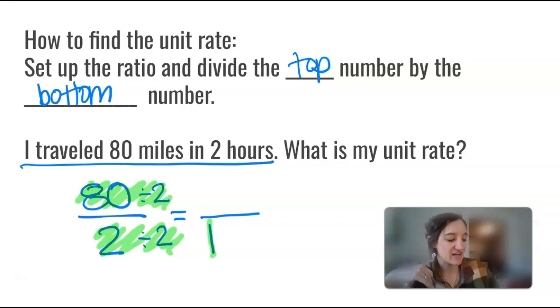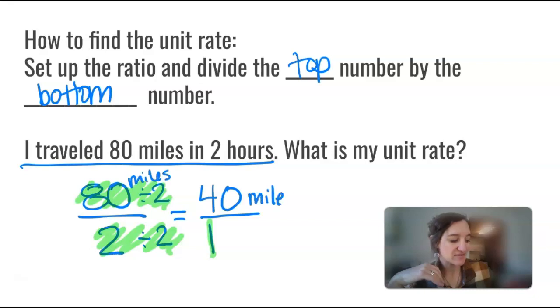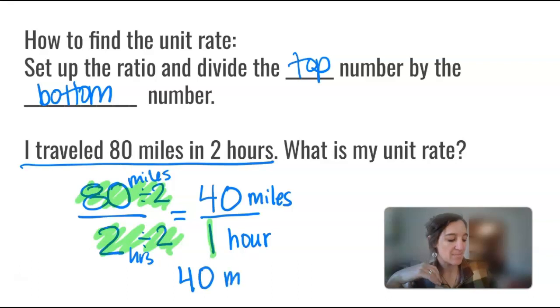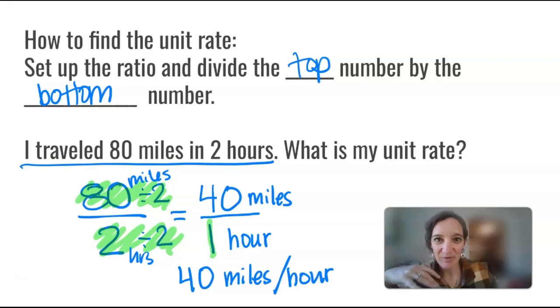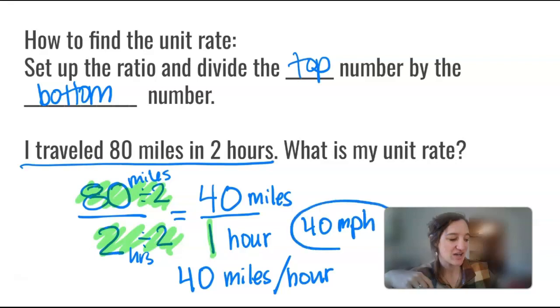So 80 divided by 2 is 40. The question is, what is my unit rate if I traveled 80 miles in 2 hours? Well, if this was 80 miles, now I'm going to say it's 40 miles. And if this was 2 hours, I'm going to say it's now just 1 hour. So my unit rate is 40 miles per hour. And that's a really common one you see a lot, isn't it? You could just write 40 mph. I'm going 40 miles per hour if I did 80 miles in 2 hours.